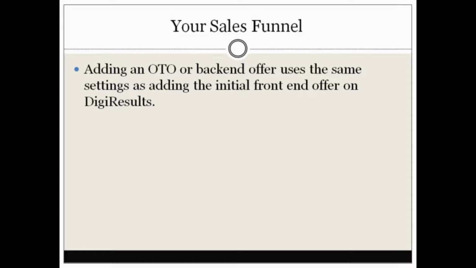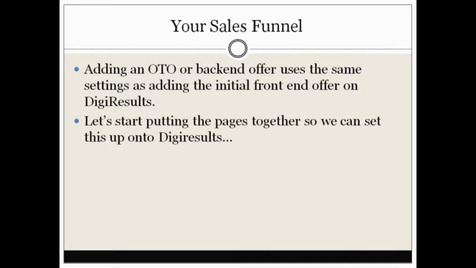So everything that I'm going to cover, the sales page, the thank you page, and the checklist basically is the same thing for the one-time offer and the back-end offers. So you will, of course, need to have an additional sales page and thank you page for each of those other one-time offers and back-end offer products. So let's go ahead and start putting the pages together so that we can set this up onto DigiResults.